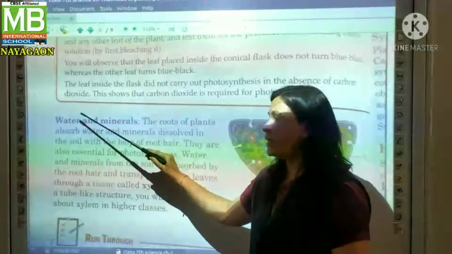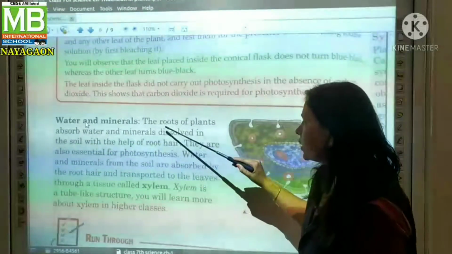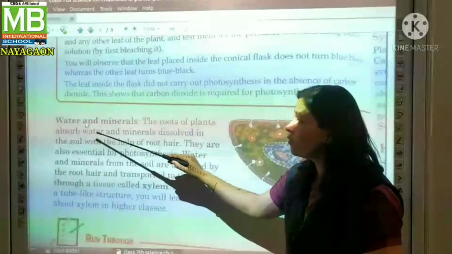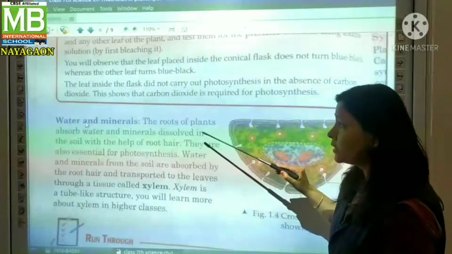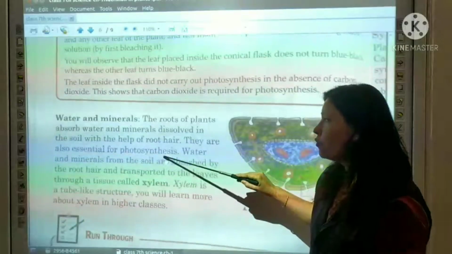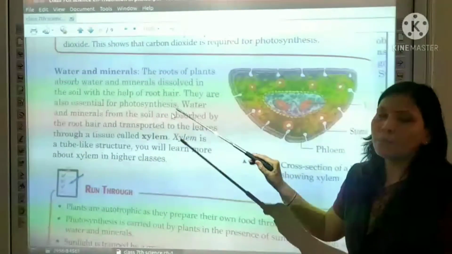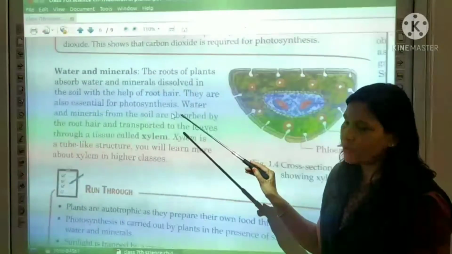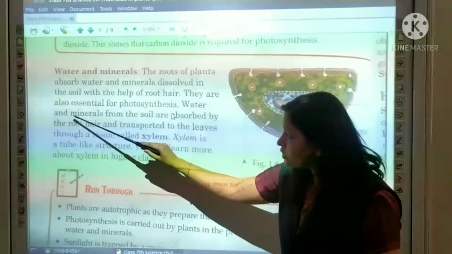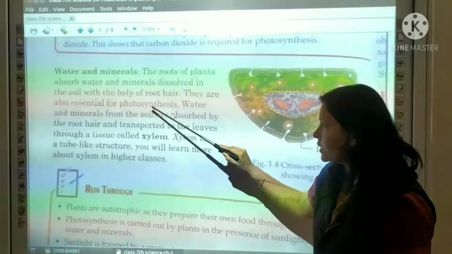Fourth essential part is water and minerals. The roots of plants absorb water and minerals dissolved in the soil with the help of root hair present on the root surface. They are also essential for photosynthesis.